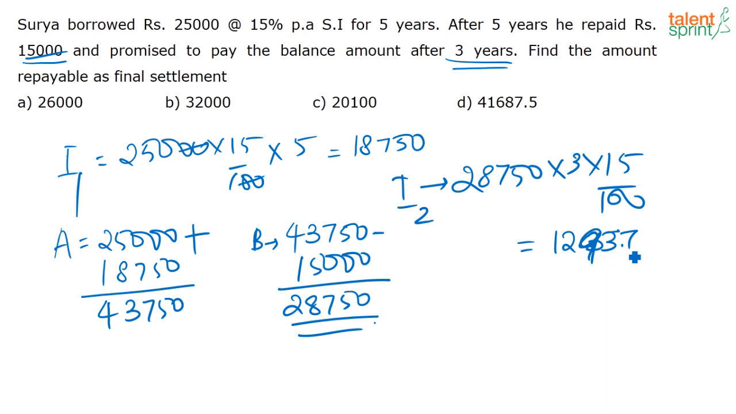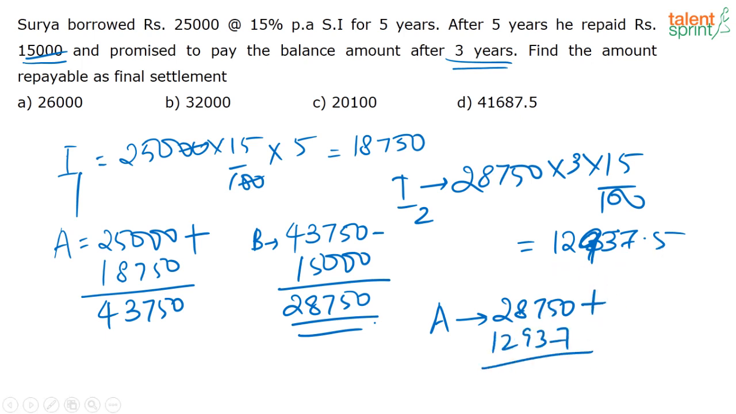Okay, 12937.5. Now if you add, what will be the amount that he will have to repay? The amount that he will have to repay in the final installment is nothing but this 28750 plus this interest 12937.5, that is 41687.5. Now see here there are a lot of calculations involved. You can actually at this point, see, 28750 into 3 into 15 by 100.